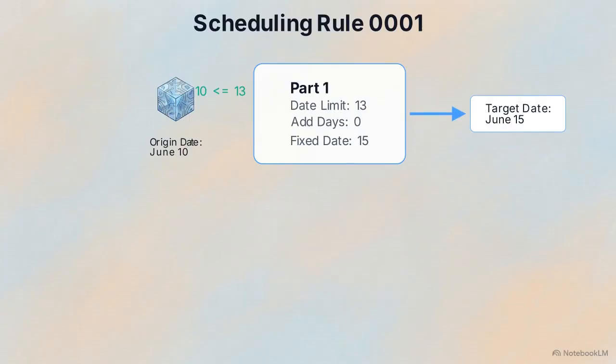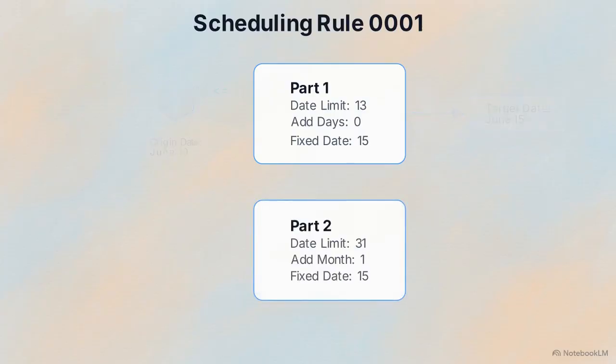For items originating after the 13th, we configure Part 2. We set date limit 31, fixed date 15, and add 1 month. Any origin date from the 14th to the 31st is pushed to the 15th of the following month.